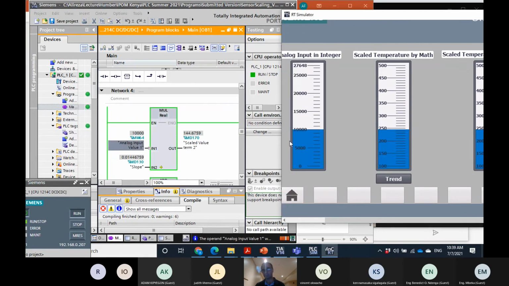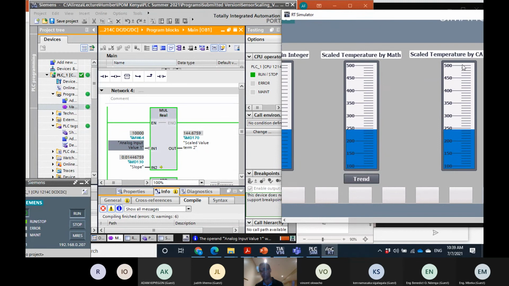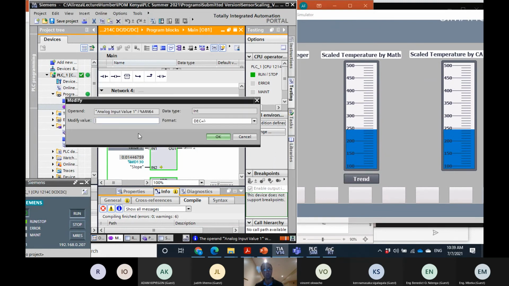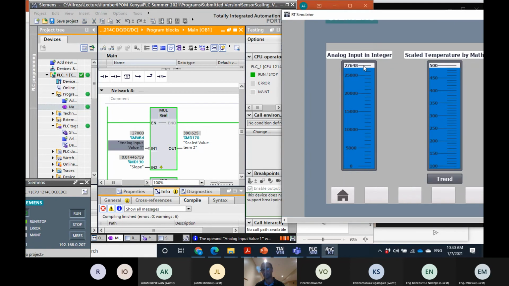Okay, you see, 10,000s. This 10,000s is equivalent to something around 245 or something like that. For both cases, you see that both are the same because they implement the same value. So for example, let's change that to 27,000. And here you see it is very close to 500.